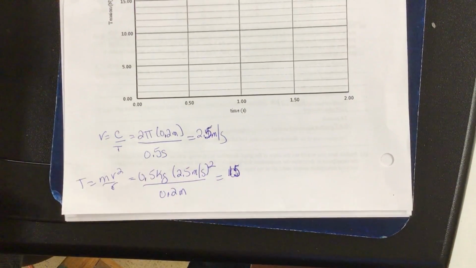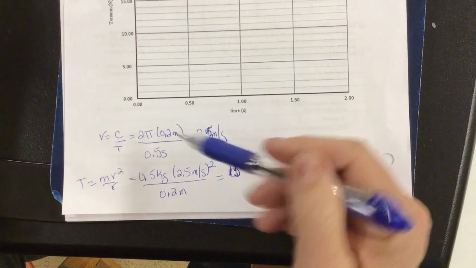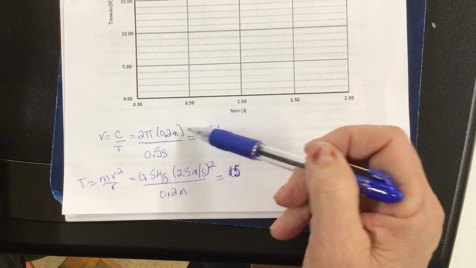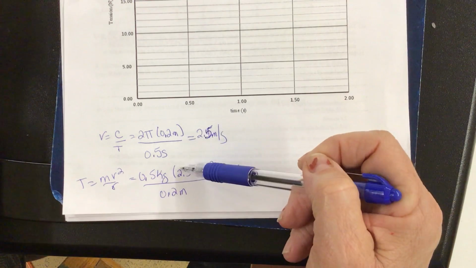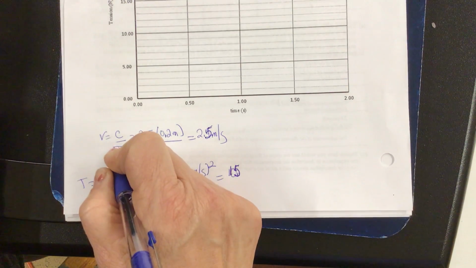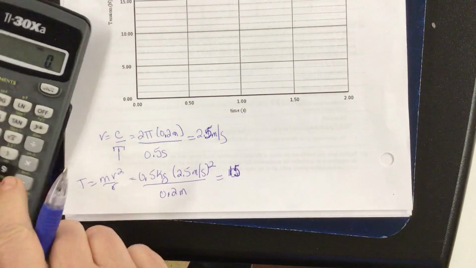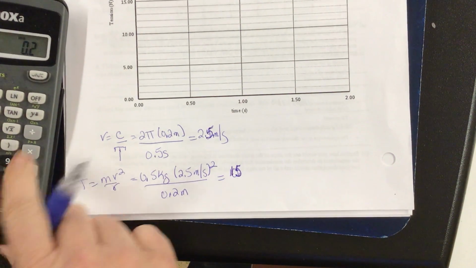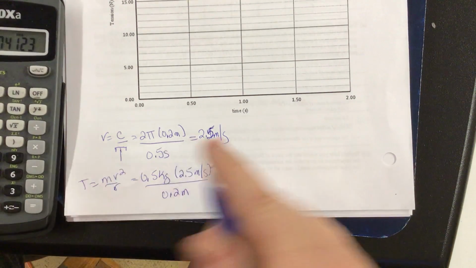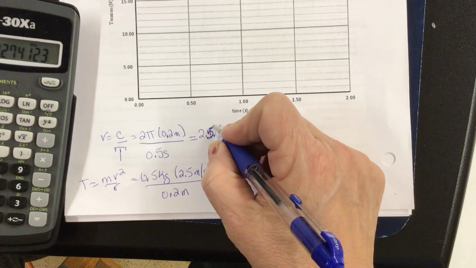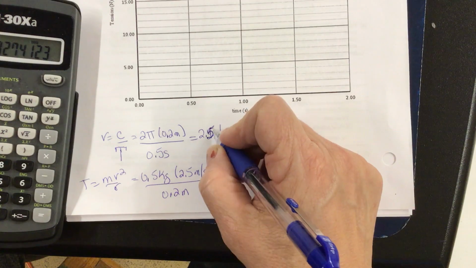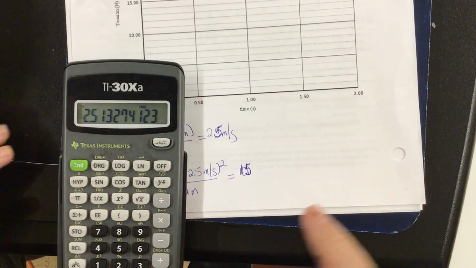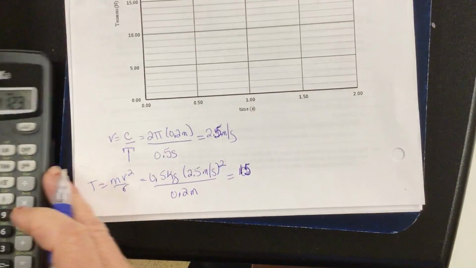Well, we would take the circumference, right? So it's 2 times pi r, the circumference, divided by the period in order to come up with our velocity. So 2 times pi times 0.2 divided by 0.5. So we get a velocity of, we could carry a couple of decimals, 2.5, but I've rounded up. Okay, and that's meters per second.